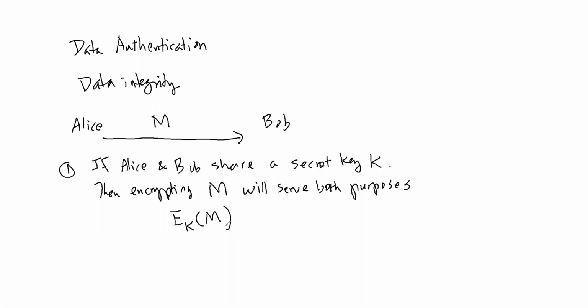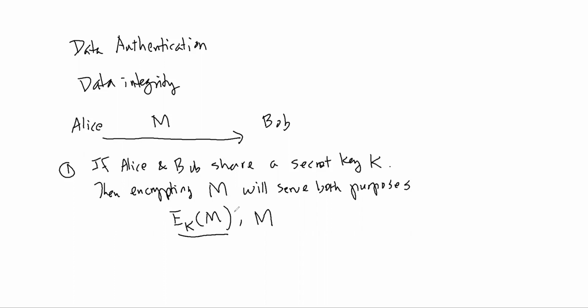In order to ensure that M has not been modified, it needs Alice to send the original message as well. Bob decrypts this ciphertext, gets M, and compares that M with the M in plain text that Bob gets from Alice. If they are equal, that means M during transmission has not been modified, because this has been encrypted.